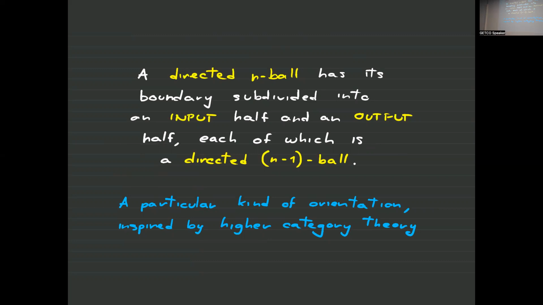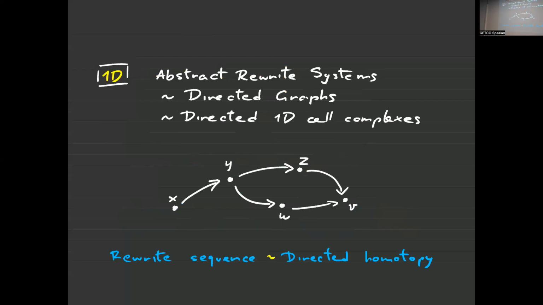So this is a particular kind of orientation on a combinatorial cell complex, which is actually inspired by and comes from ideas of higher category theory, because the way that these orientations have to fit together is what gives you a diagram which can be composed in a higher category. So when I say that rewrite systems can be seen as directed cell complexes, I'm going to give you just some intuition of why that is.